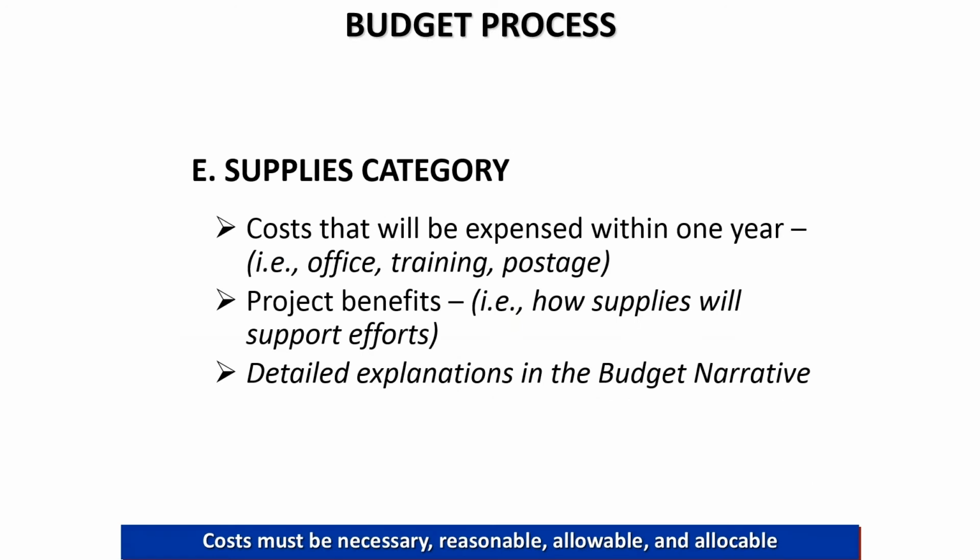Next category, supplies. With supplies, the most important thing to keep in mind is that it may be easier at times to lump supplies based on their particular categories. So in the first bullet, you'll see that it says office, training, and postage. When I think of office supplies, I think of just about everything: pencils, paper clips, paper, everything. So instead of breaking all of that out, in most cases, you can lump it as office supplies.